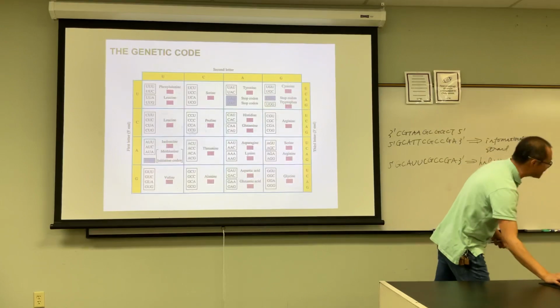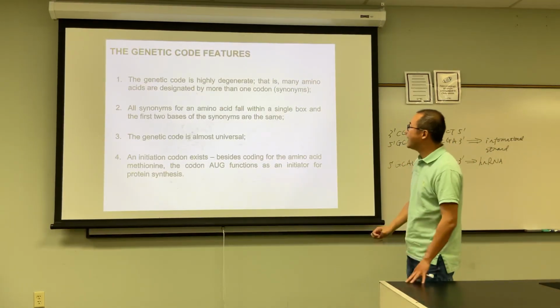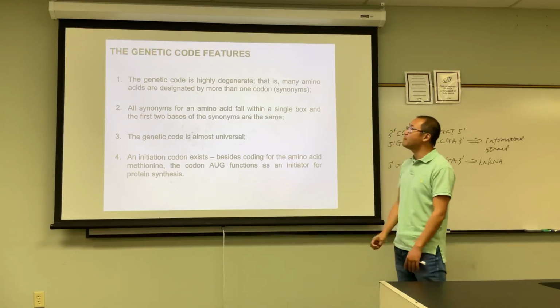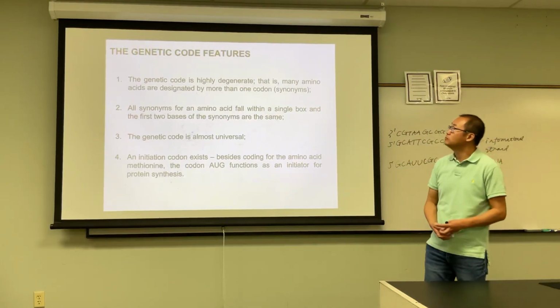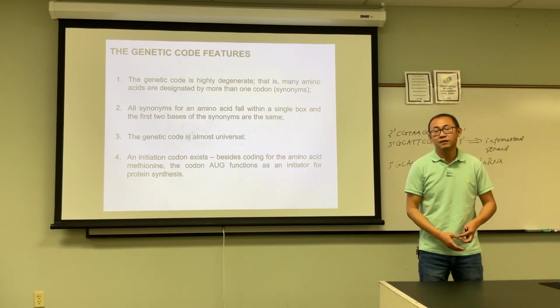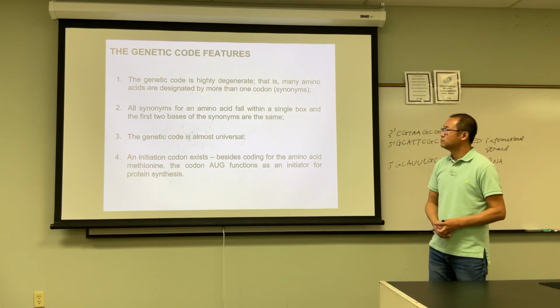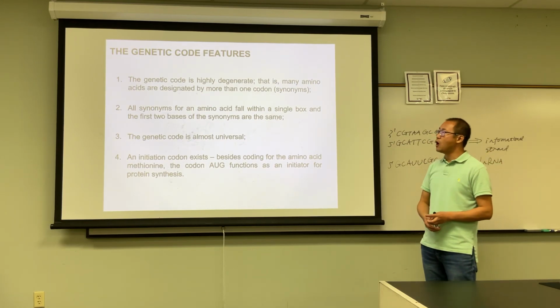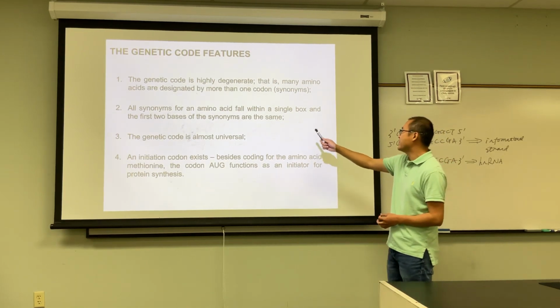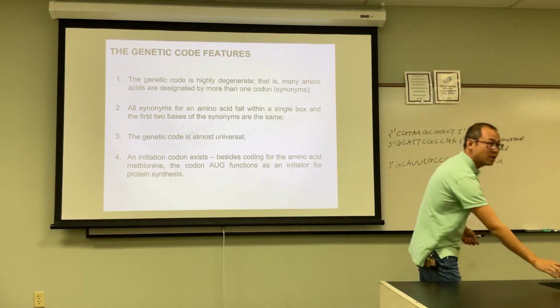Okay, here are some facts about the codons. First, the codon is highly degenerate. That is, many amino acids are designated by more than one codon. We call these synonyms, because there are more codons than amino acids. All synonyms of an amino acid fall within a single box, and the first 2 bases will be the same. What does it mean?